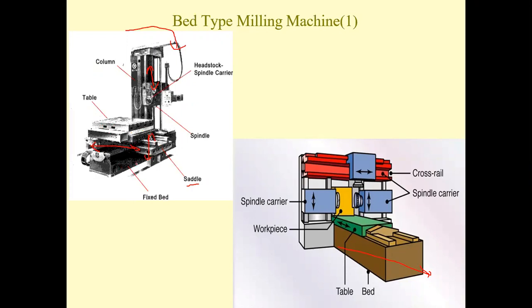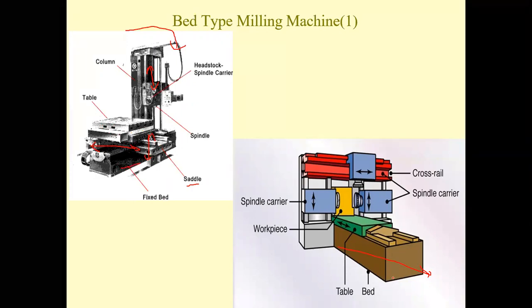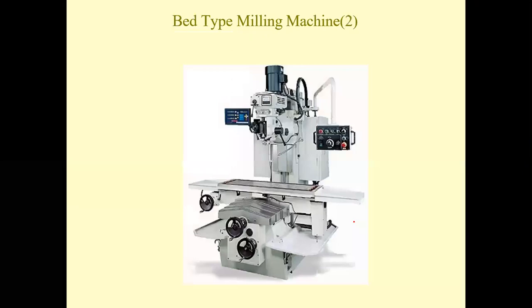And this is the bed. The table is directly mounted on the bed here; you can see the table and bed are the same in this. The bed is very long, so even longer workpieces can be machined. Coming to the type, this is the bed type milling machine. You may have a very small bed or a big bed, and on this bed you mount the table. If it is a heavier workpiece, you can remove the table and directly mount your workpiece on this structure also.